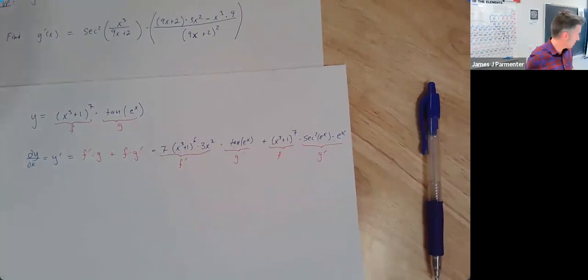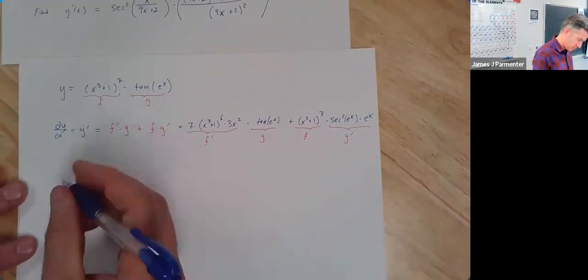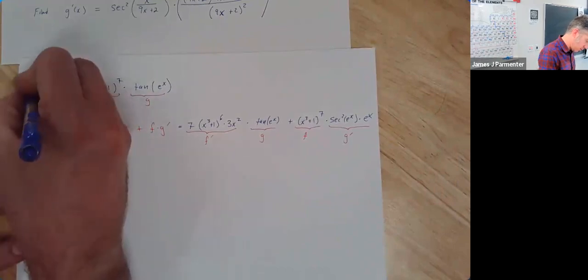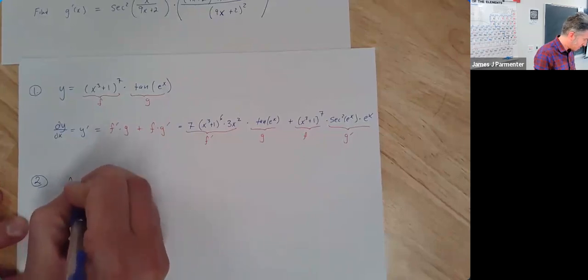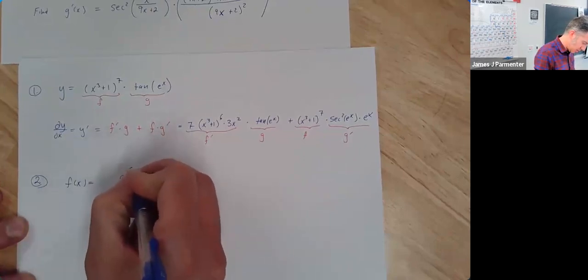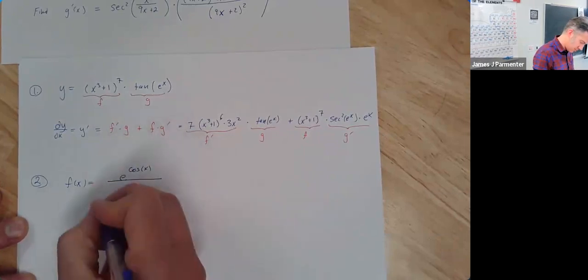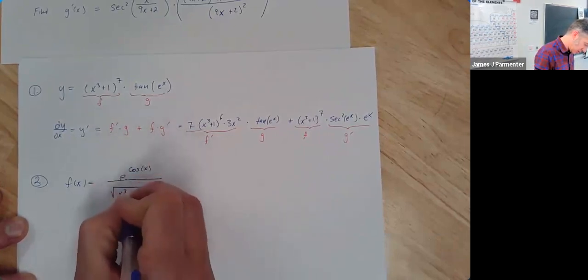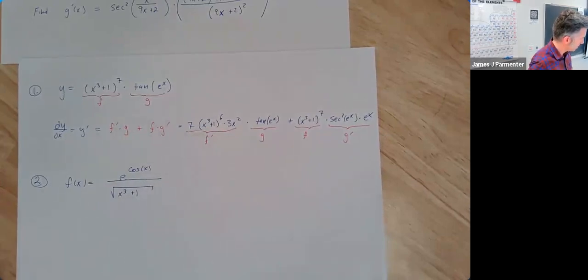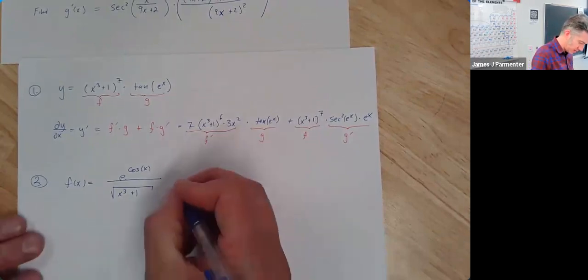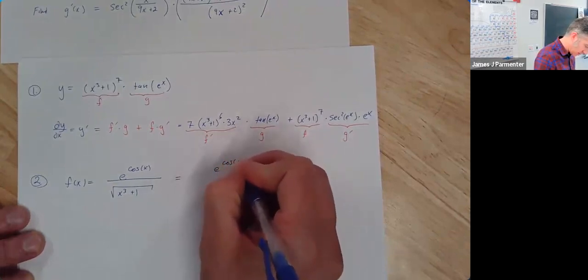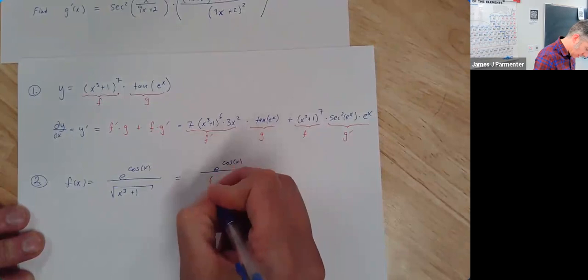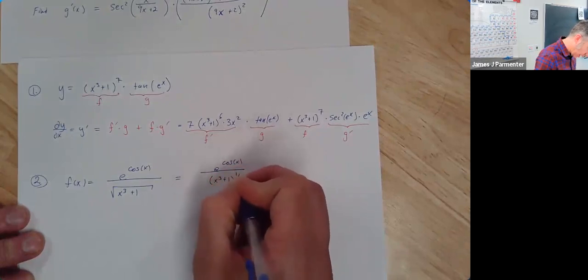Or we could have something like the following. Let's call this one f of x equal to e to the cosine of x over square root of x cubed plus 1. You know what I might do before I even differentiated this one? I might rewrite it just to make it slightly easier as e to the cosine of x over x cubed plus 1 to the 1/2 power.